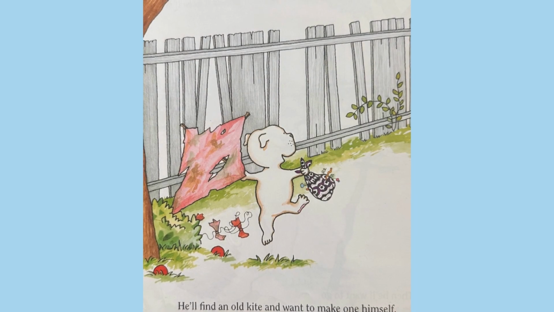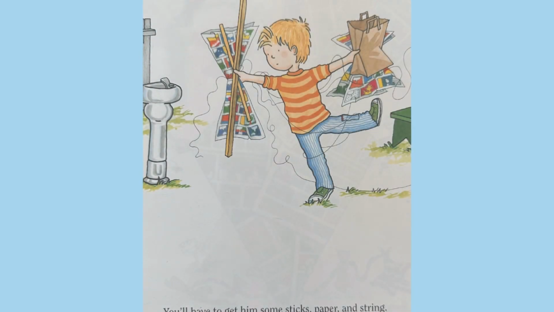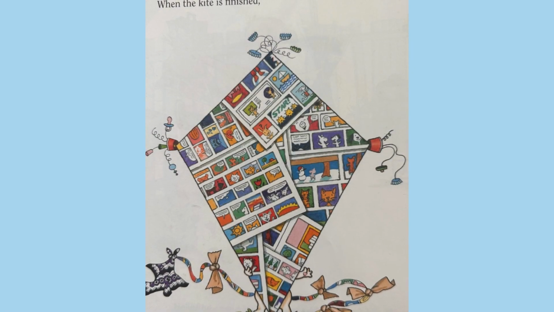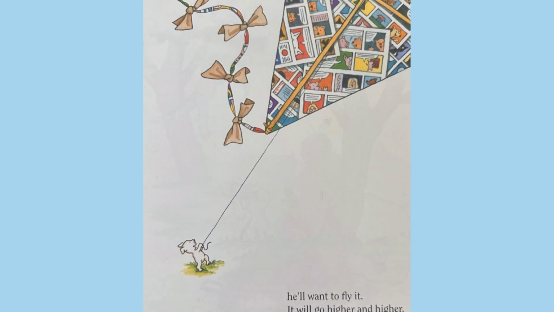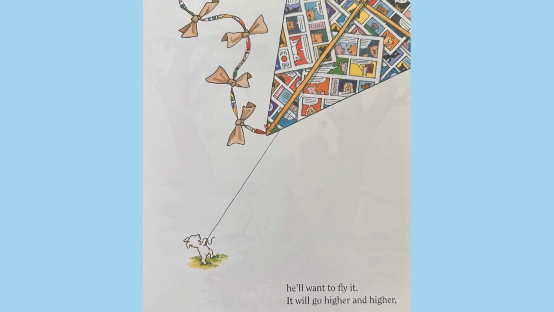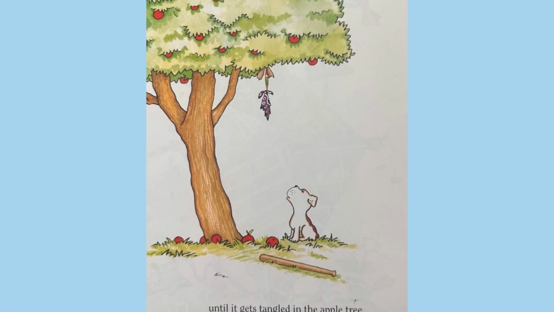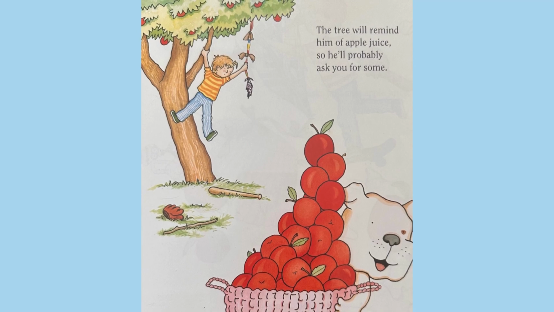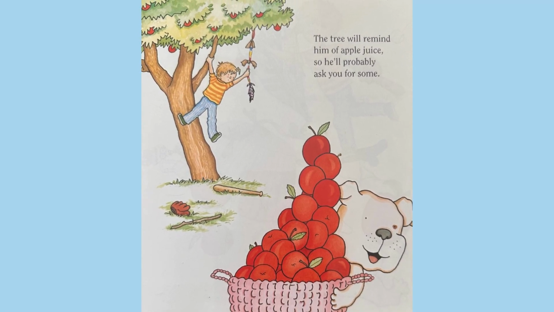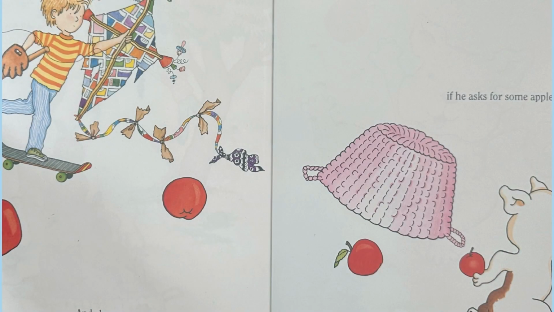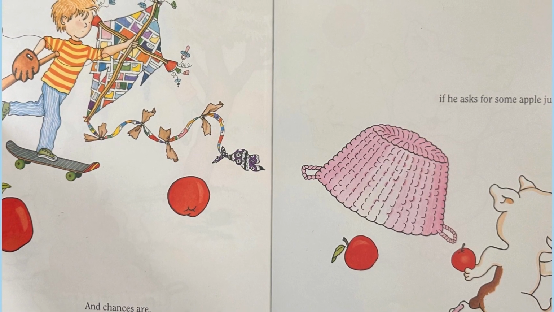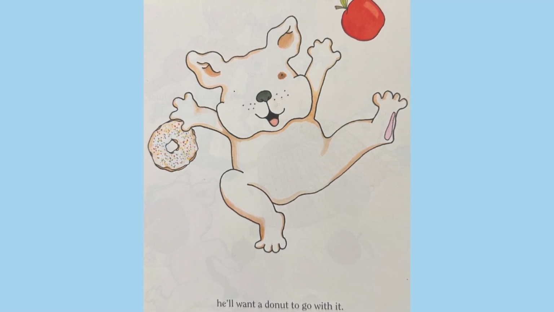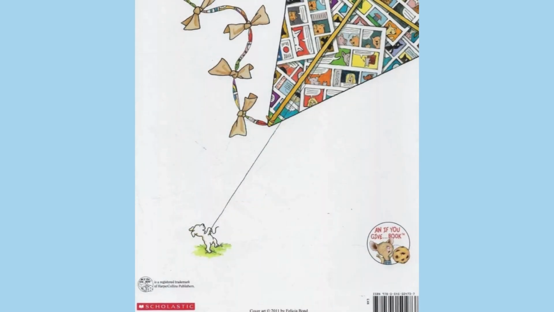He'll find an old kite and want to make one himself. You'll have to get him some sticks, paper, and string. When the kite is finished, he'll want to fly it. It will go higher and higher until it gets tangled in the apple tree. The tree will remind him of apple juice, so he'll probably ask you for some. And chances are, if he asks for some apple juice, he'll want a donut to go with it. The end.